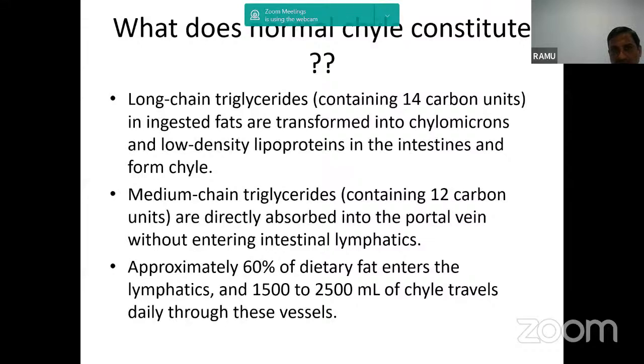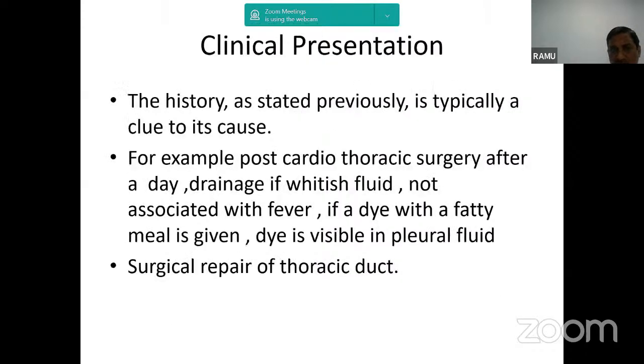Chyle consists of 2 types of fat, long chain and medium chain. Long-chain fat is ingested and transformed into chylomicrons and low-density lipoprotein in the intestine, and forms the chyle, whereas medium-chain fat is directly absorbed into the portal vein without entering the intestinal lymph. Approximately 60% of dietary fat enters the lymphatics, and 1,500 to 2,000 mL of chyle travels daily through these vessels.